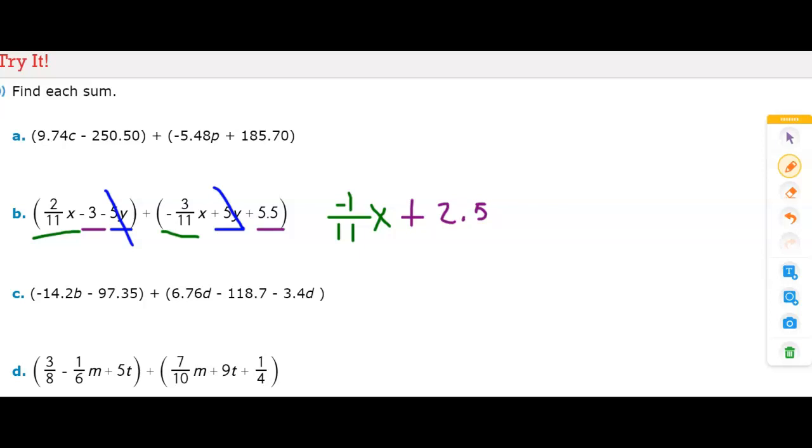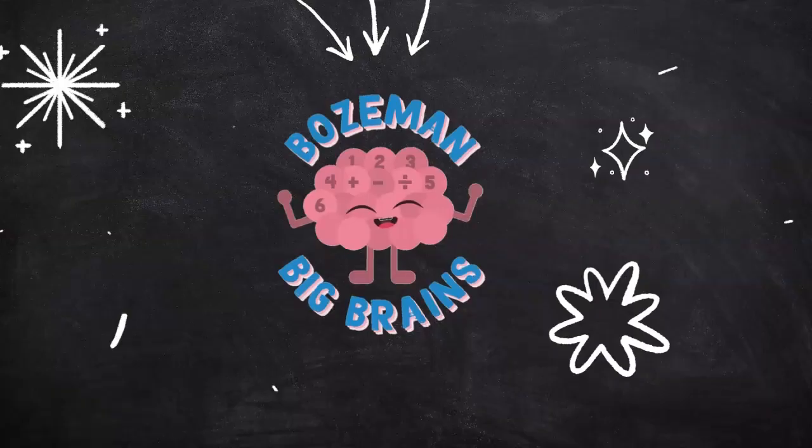Again, we're not solving. They just wanted us to combine the like terms. Okay, so I'm going to give time for you to do A, C, and D on your own.